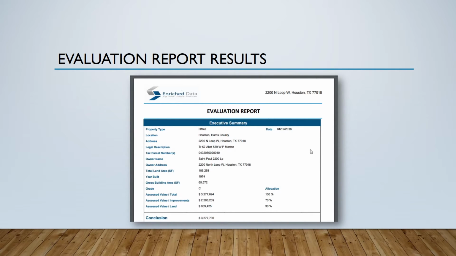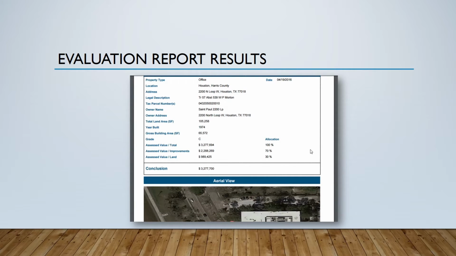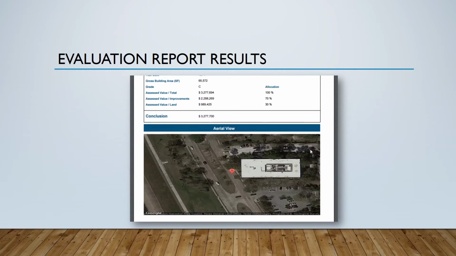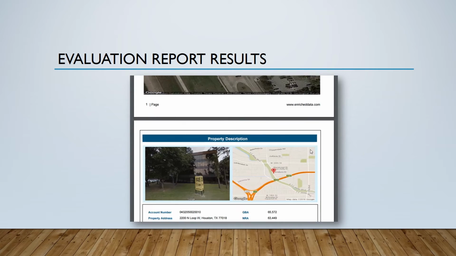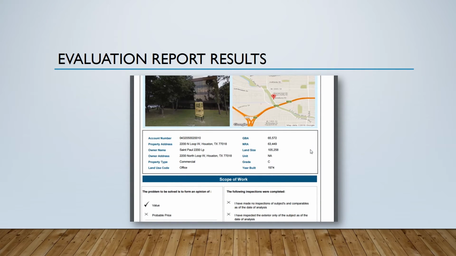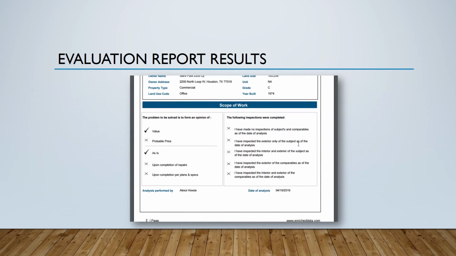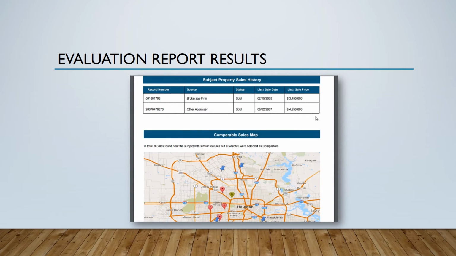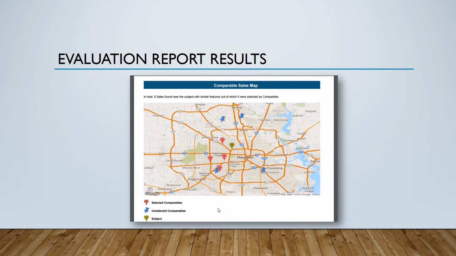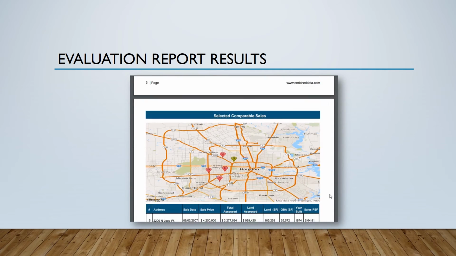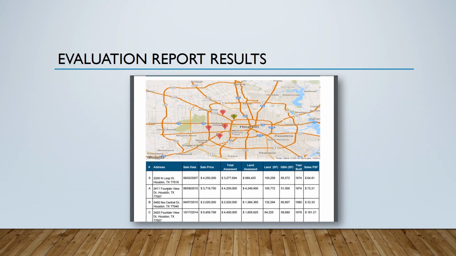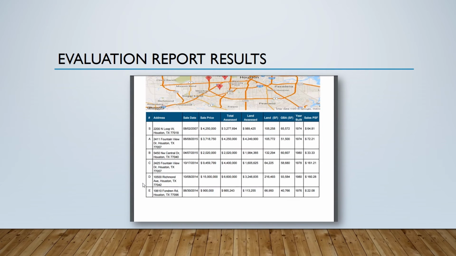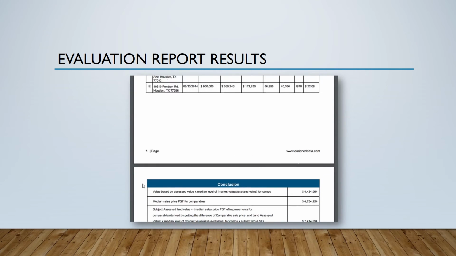The evaluation report that follows includes property type, location, address, all the information specific to the property, has a conclusion, aerial view and maps, property description, scope of work. It also has subject property sales history. So any of the history of sales is listed in the report. It also pulls in selected sales comps for you, so you don't have to gather your sales comps. It then lists the conclusion and the value that it recommends for the property in your evaluation search.